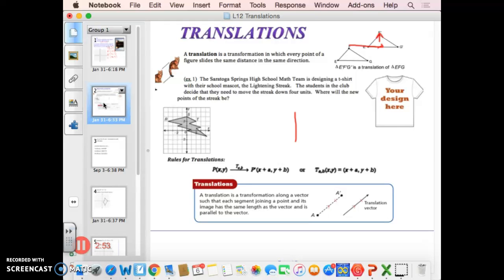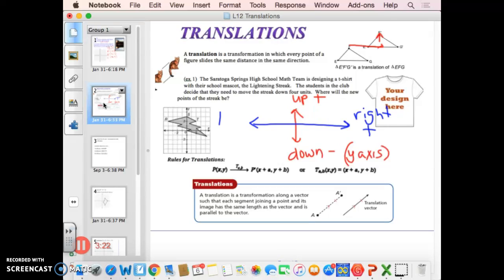So on a coordinate grid, when you move up and down, up is considered a positive change, down is considered a negative change, and this affects the y-axis. The other option is that you're going to move right and left. If you move right, that is a positive change. And if you move left, that would be a negative change. And this would impact the x-axis, or the x-coordinate.